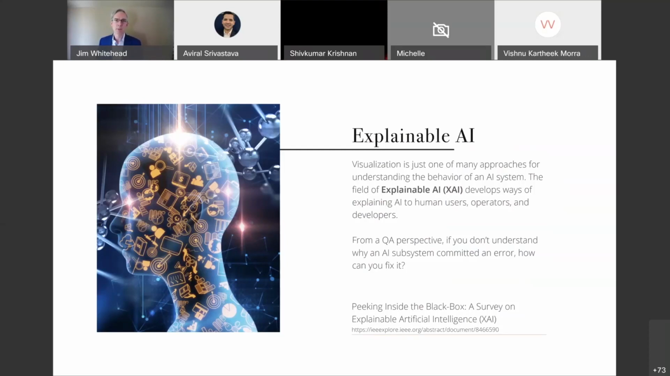And so at the bottom of the slide there's a pointer off to a recent survey of explainable AI techniques that is very approachable.